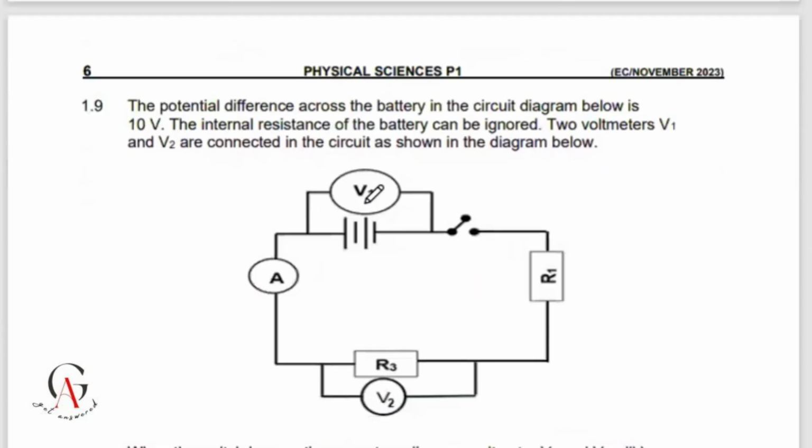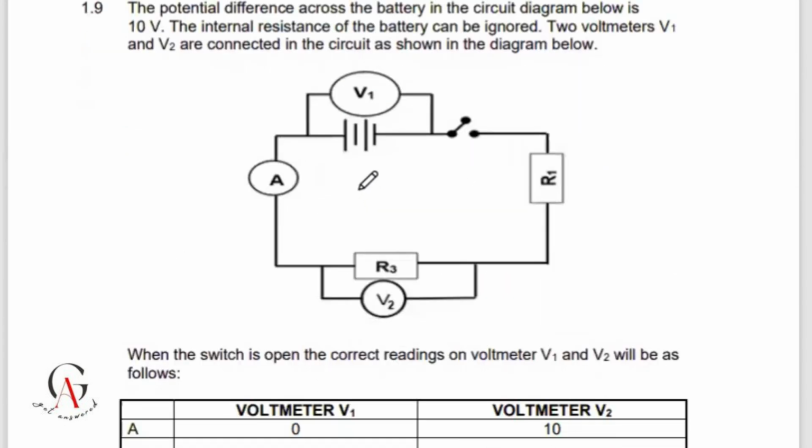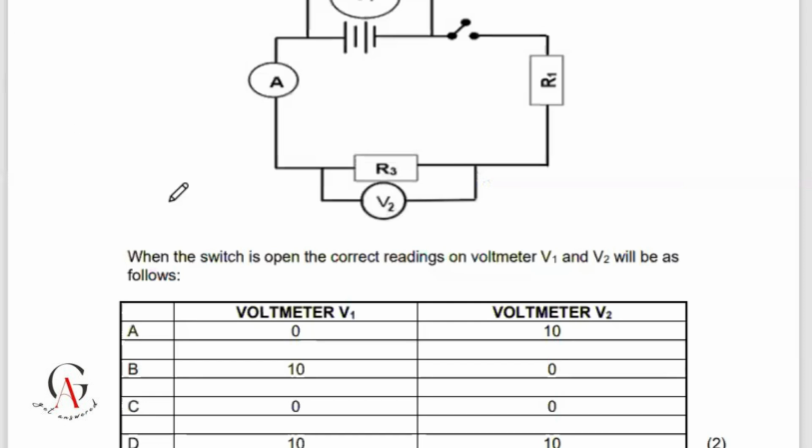Then 1.9, we have an electric circuit. The potential difference across the battery in the circuit diagram below is 10V. So our PD is 10. The internal resistance can be ignored, it's not for our level. Two voltmeters, V1 and V2, are connected in the circuit diagram below. What we can see is that these resistors are in series, which means the current passing across is the same, but the potential difference is different.